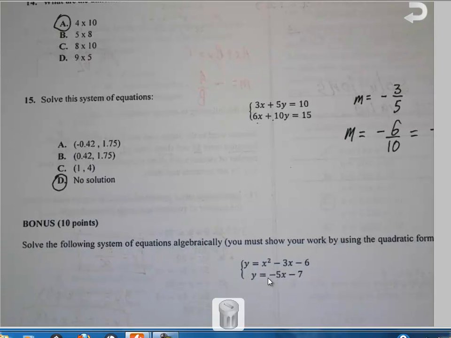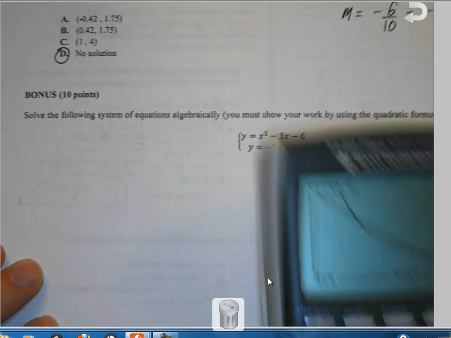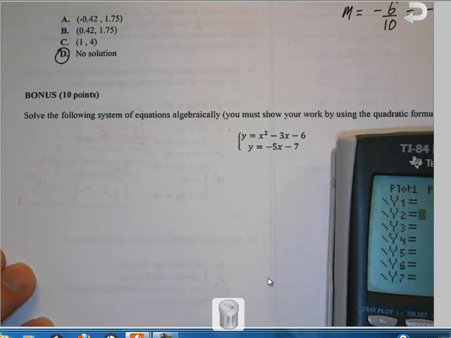Solve the system of equations algebraically. Show your work to receive credit. If you punched it into the calculator, you didn't get any credit if you just gave me the answers. Now, what we will do is punch them into the calculator to confirm our answers, and then I'll show you how I got it.